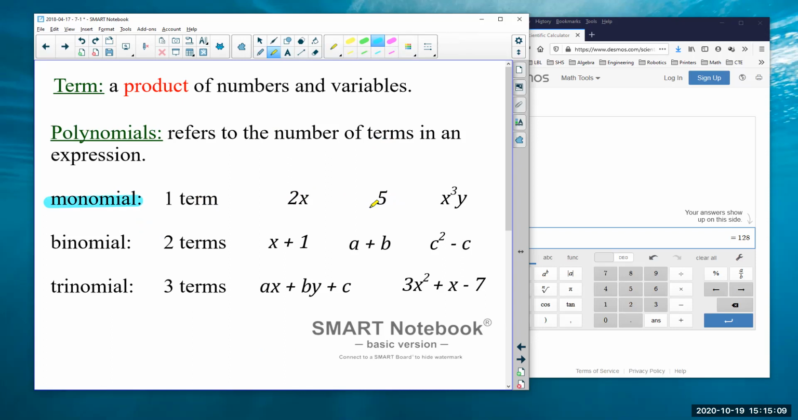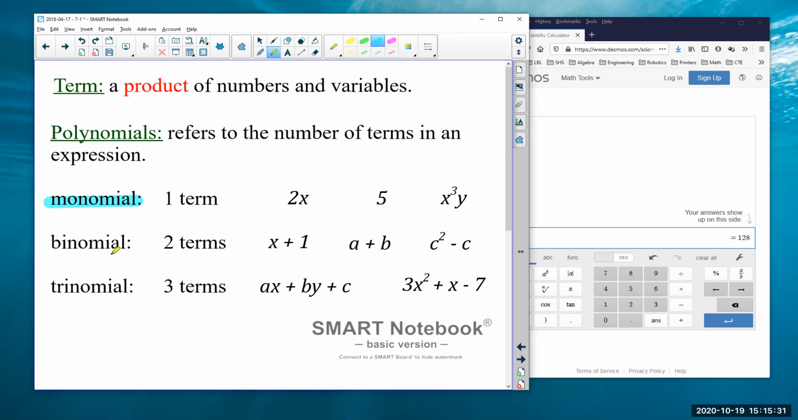There's no variable in that. There's no letter with that. It's a constant monomial. And then this one, we would also call a monomial because it's things multiplied together, right? So multiplied together, that's just a term. And so this is a single term right here. That is x cubed y. So that is one term.